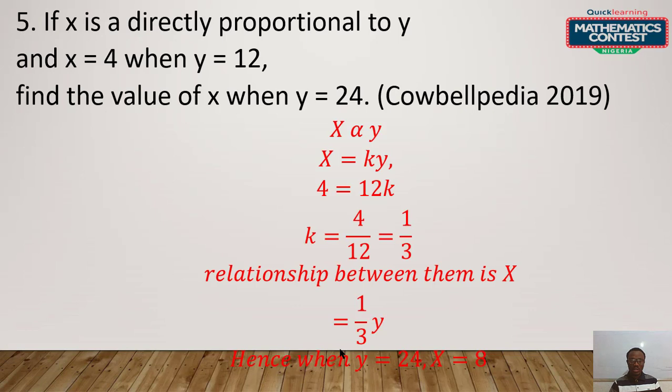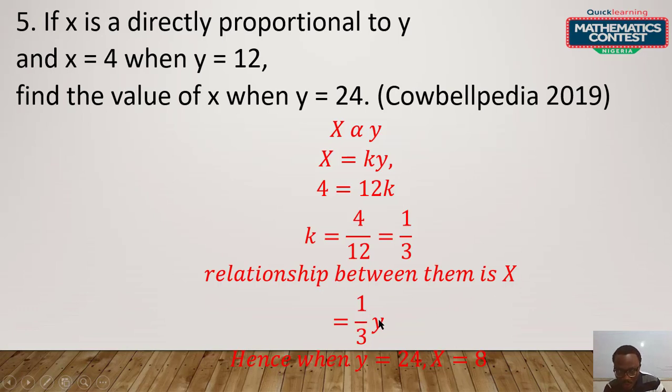Now this is actually simple. What we're going to do is similar as well. So x is directly proportional to y. So x is 4, we'll keep x there as 4. Then x equals ky, but y is 12. So to get our k now is 4 over 12, which is 1 over 3 when reduced to its lowest terms. Now the relationship between them is x will be equal to 1 over 3 y.